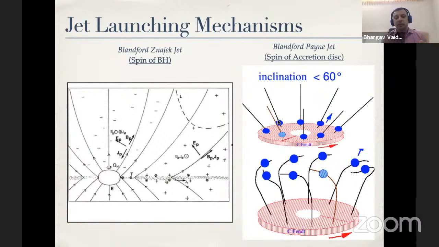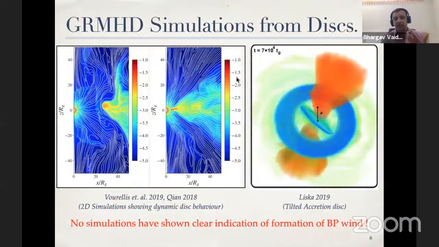So these are typical textbook models which have been proposed to explain AGN jet launching. So the question is, do we actually see them in simulation? Here are some recent simulations demonstrated using state-of-the-art GRMHD codes. GRMHD codes are general relativistic magnetohydrodynamic codes, and they are at a fairly advanced stage now in the community.